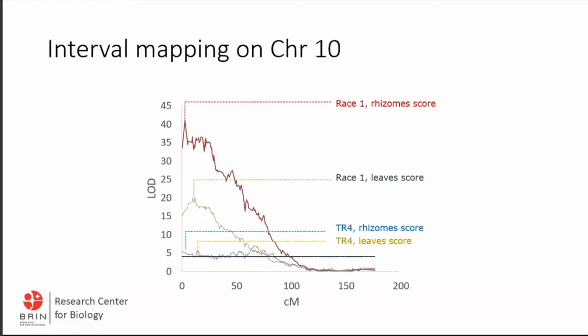And this is the more detail of the interval mapping. So I combine all the leaf scores, rhizome score based on RIS1 and tropical RIS4. Here we notice that the markers that associated with the RIS1 look obviously significant on chromosome 10, but less significant for the tropical RIS4. And because the rhizome score is much higher than the leaf score, afterward we consider the rhizome score for the mapping.